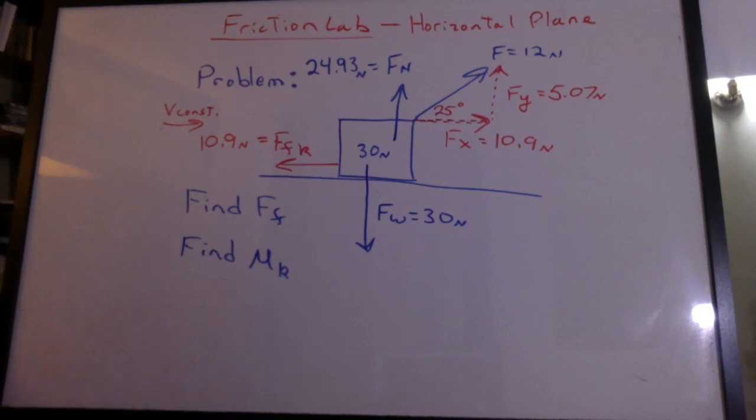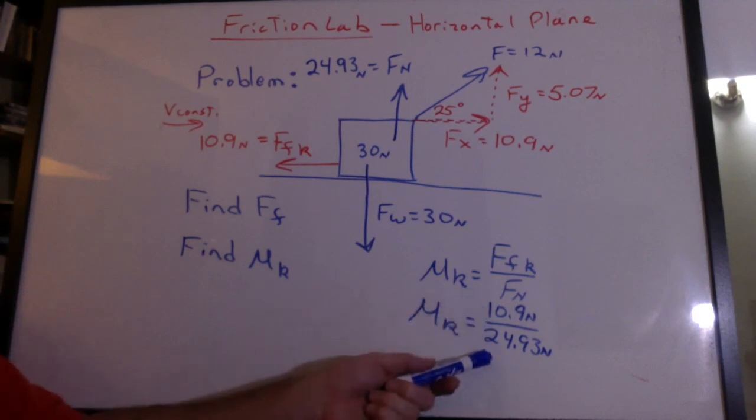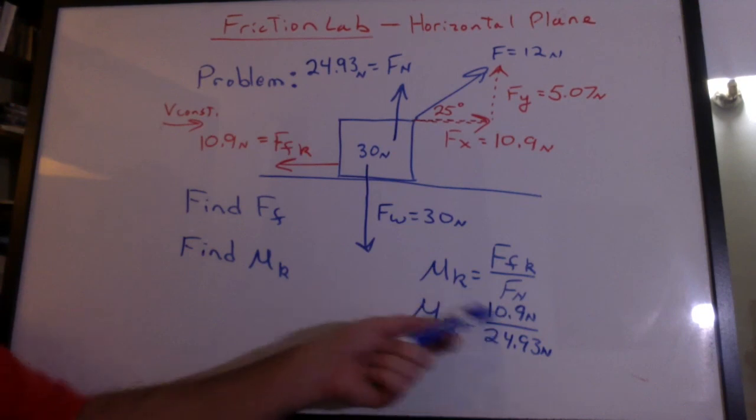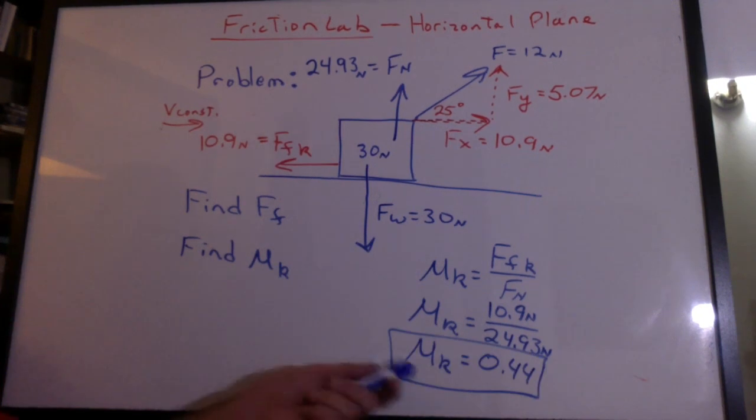Now we could even find μk for this problem if we wanted to. We would take the force of friction kinetic and divide by the normal force. And this is where kids really screw up. They put the 30 in here. It's 24.93. And I get 0.44.